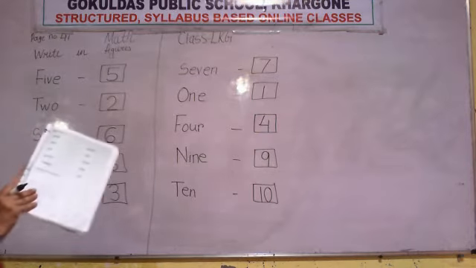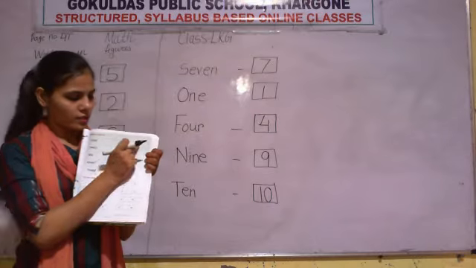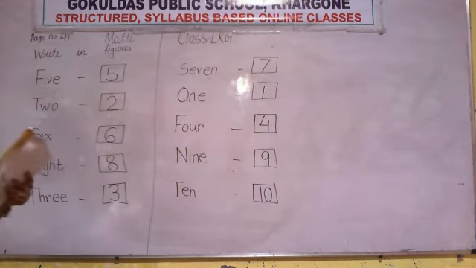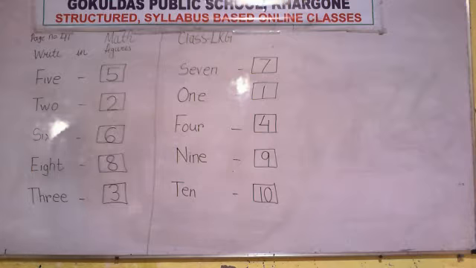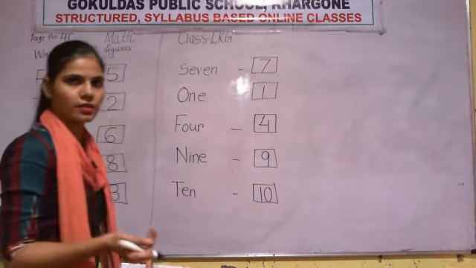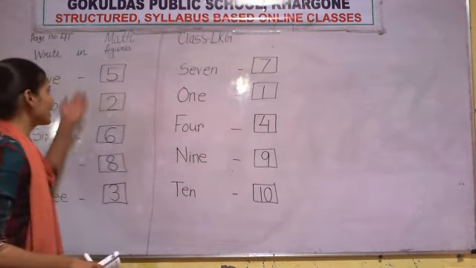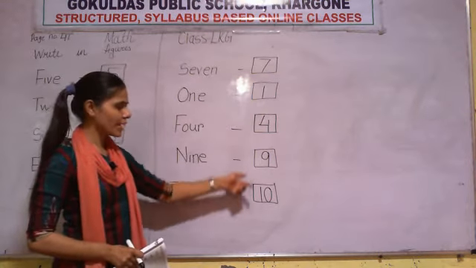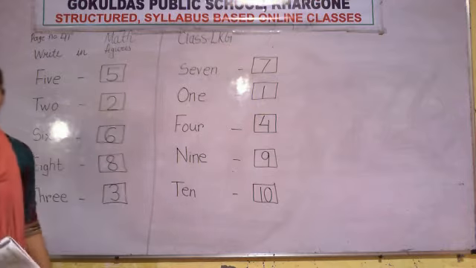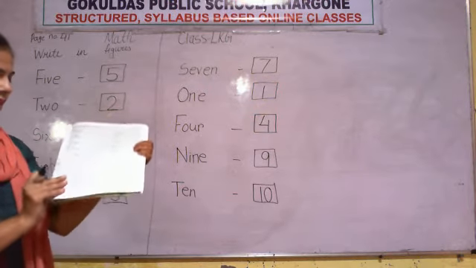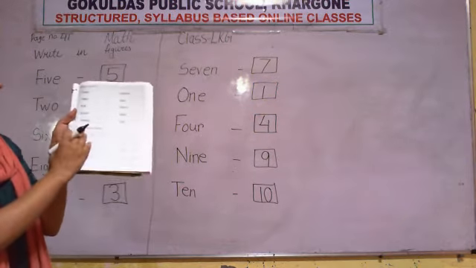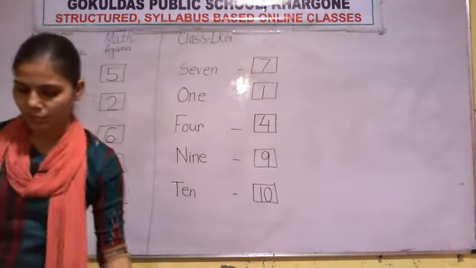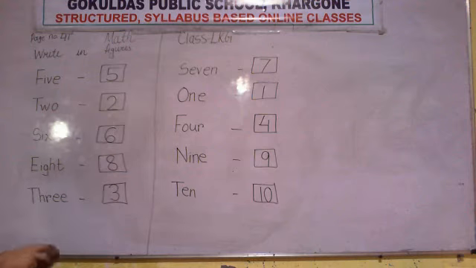Write in figures. Okay, you write in these blocks. Write the number and complete your exercise. Write in figures means write numbers. Write numbers like 5, 2, 6, 8, 3 and here 7, 1, 4, 9, 10. So this is over. Now next is fill in the missing letters. Okay, done.